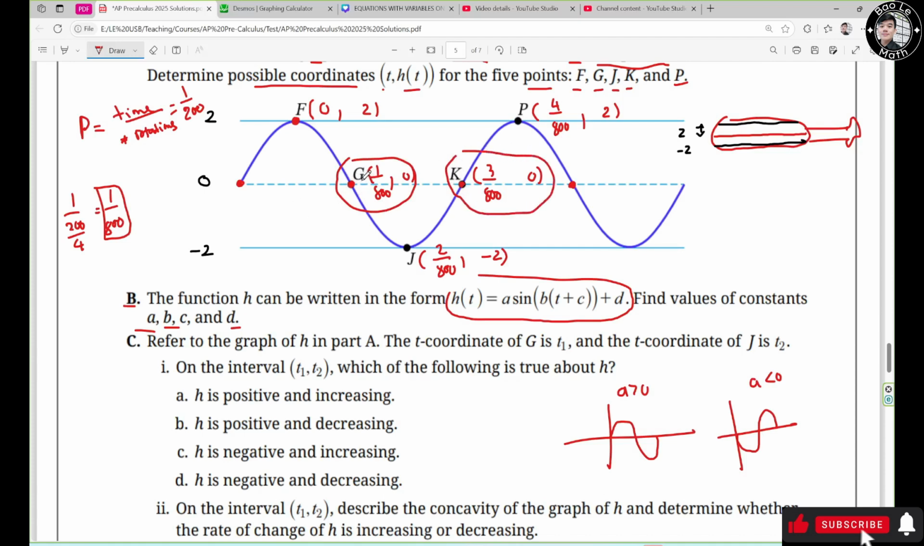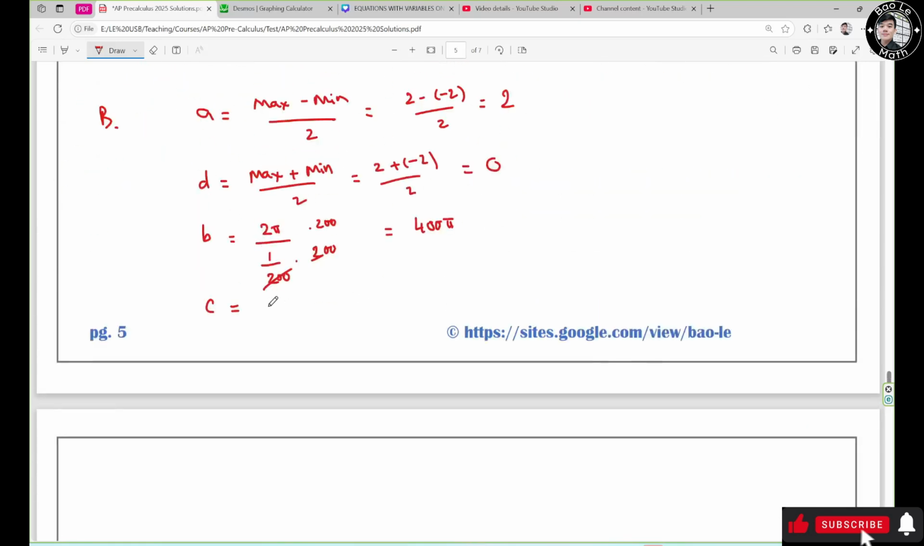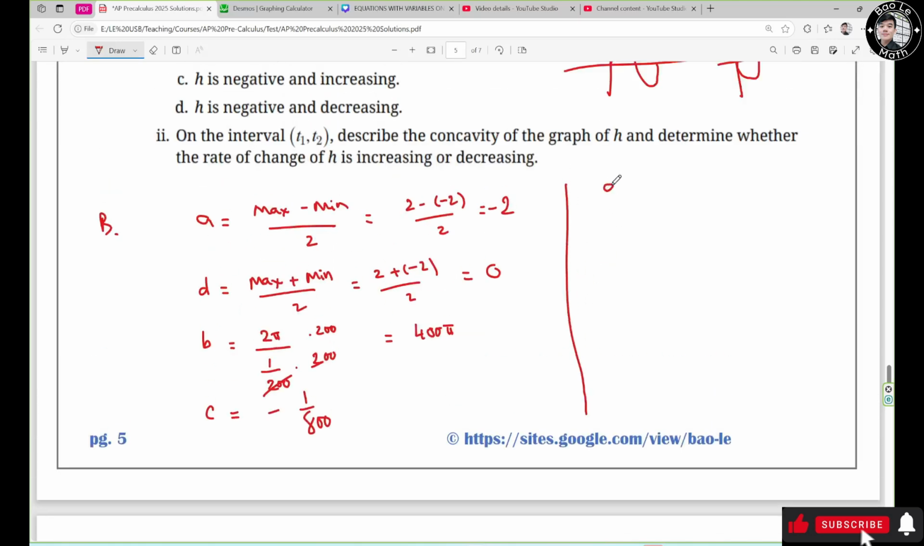Now if I pick the point G, which means it shifts to the right 1 over 800, which means c equals negative 1 over 800. And then the function is going down first, which means a is negative. So right here c equals negative 1 over 800, and then a right here must be negative 2. Now the second option is I still have a equals 2, d equals 0, b equals 400.